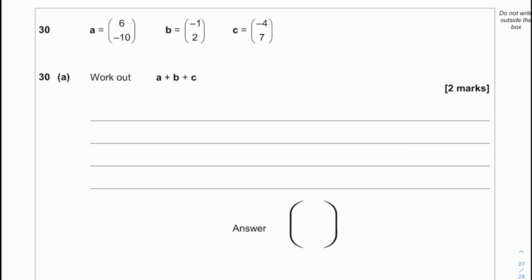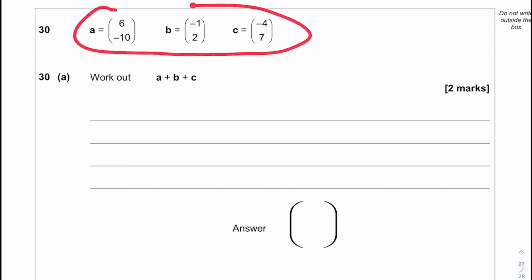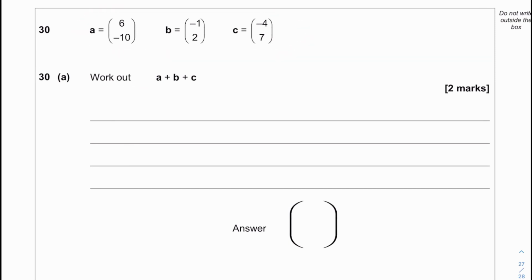Question 30, part A. We need to work out what a plus b plus c is, where a, b and c are given here. So to work out a plus b, what we need to do is essentially add the 6 and the -1, as well as the -10 and the 2. So we can say a plus b is equal to, so we've got 6 plus -1, which becomes just take away 1. Then we've got -10 plus 2, so this is equal to 5, and then we've got -8.